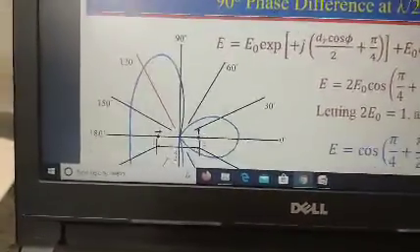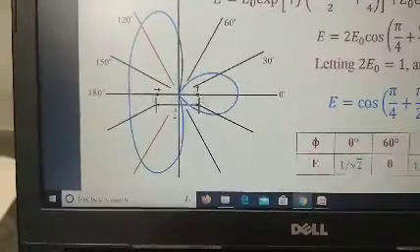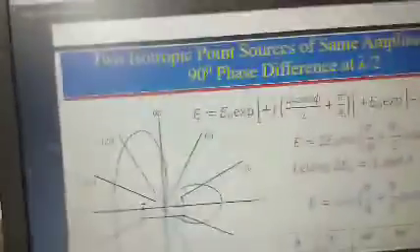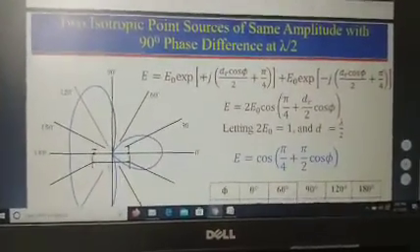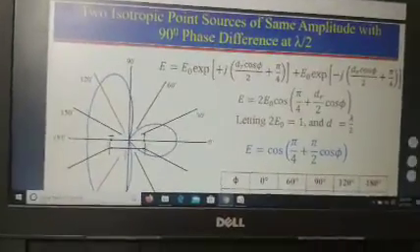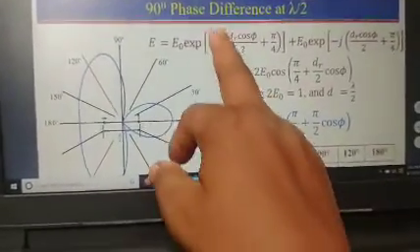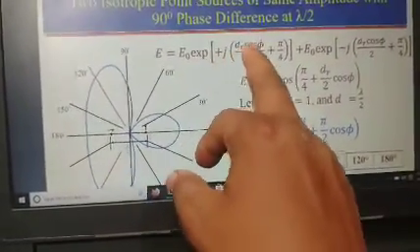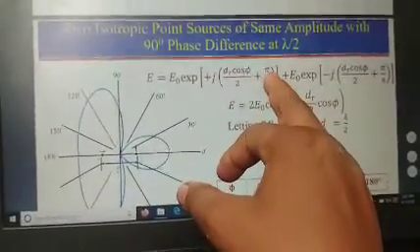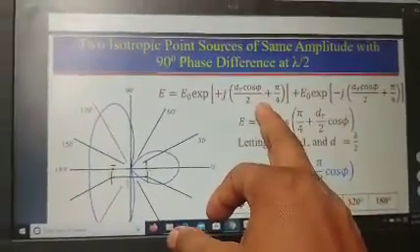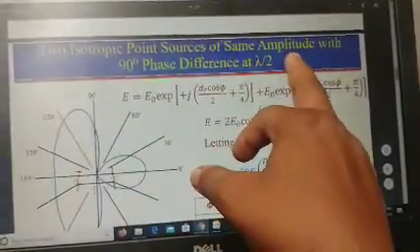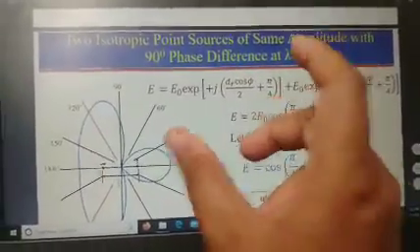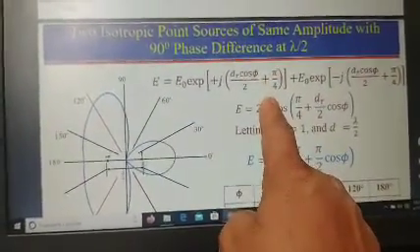Then the next case we have seen: two isotropic point sources of the same amplitude but 90 degree phase difference at lambda by 2. For this case E is equal to E0 exponential function, the same mathematical equation: E is equal to E0 exp of plus j (dr cos phi/2 plus pi/4), meaning in phase quadrature. Basically, two isotropic point sources of the same amplitude with 90 degree phase difference at lambda by 2 means your overall phase shift is pi by 4.